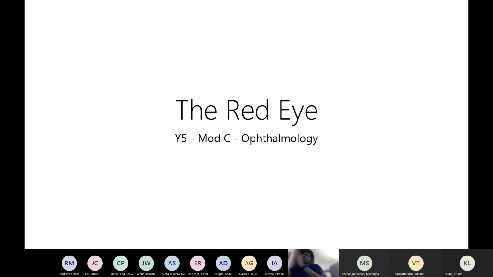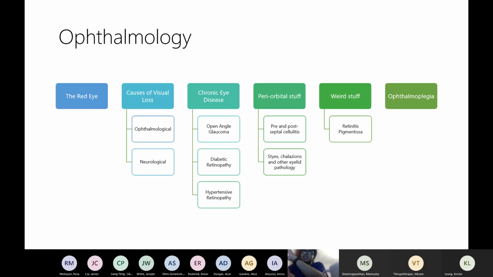So today we're going to try and focus on causes of the red eye or red eyes in ophthalmology. But before we do that, I thought it would be useful to talk a little about what you should focus on in ophthalmology. So I split it up into some random categories that you may or may not find useful. Causes of the red eye and the causes of visual loss are the two really big things that come up a lot, because some of them tend to be quite acute emergencies. So learning those is quite important.